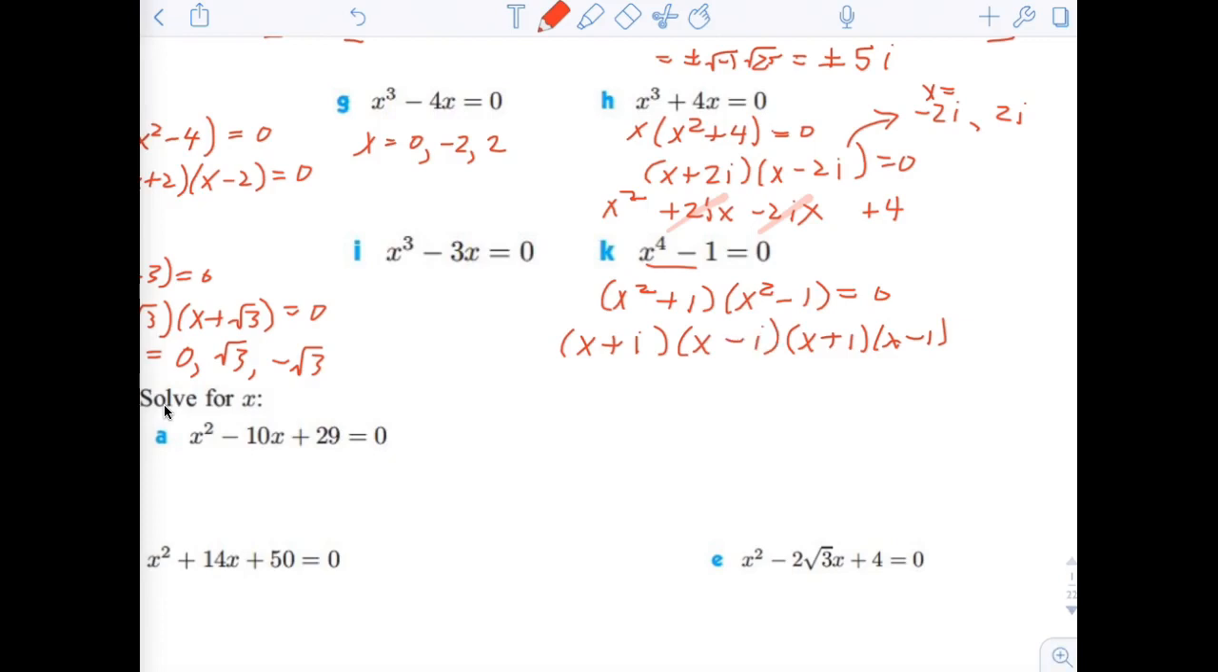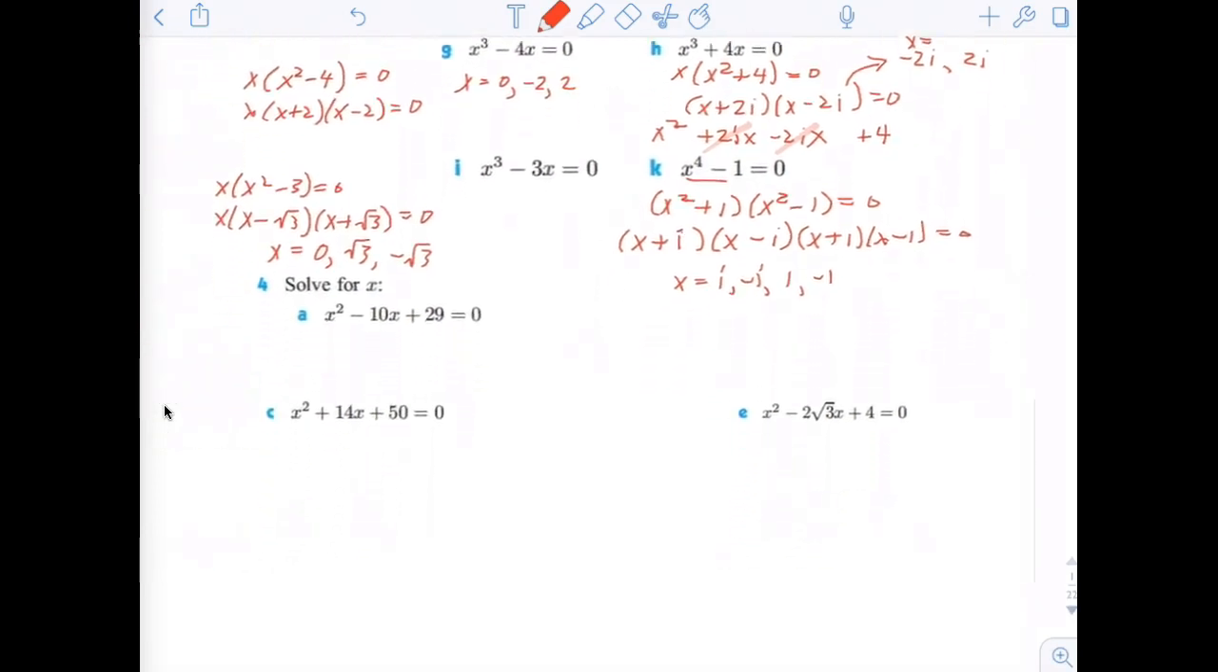Let's check that. If we multiply i times minus i, we get negative i squared, which is positive 1. Yeah, and the middle terms cancel out. Looks good. So the solutions here would be x equals i, negative i, 1, and negative 1. Okay, number 4.